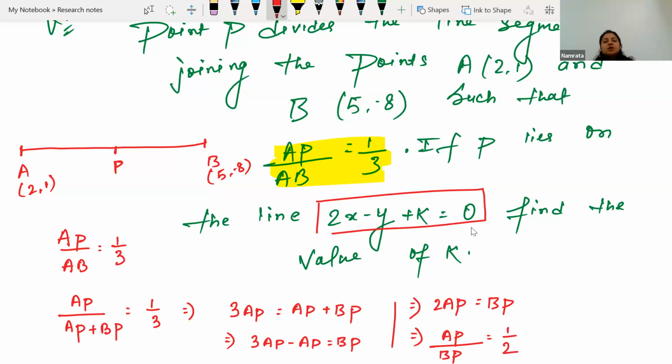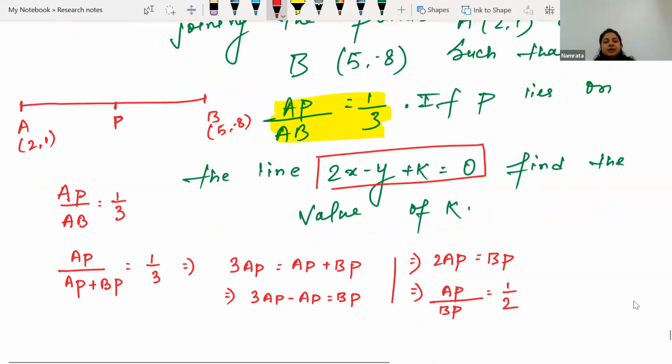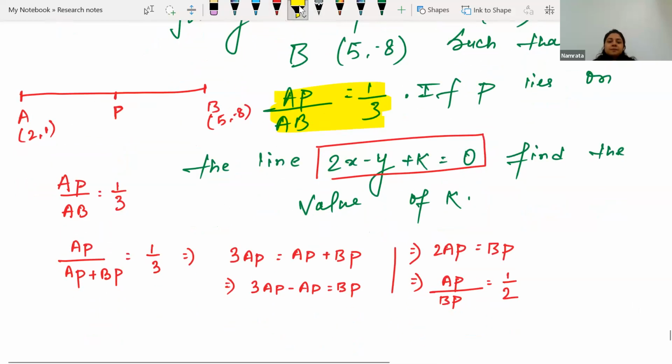Can you see? We got the ratio and we can use the section formula very easily. Are you getting it? Can you see it? This one, AP is to BP, we ended up getting 1 is to 2 just by breaking it. Is it making sense to you? Everyone, do let me know. Are you getting it? So far, is it clear? Yes, ma'am. Okay.